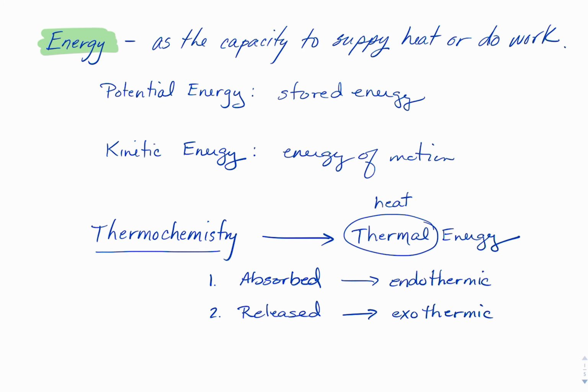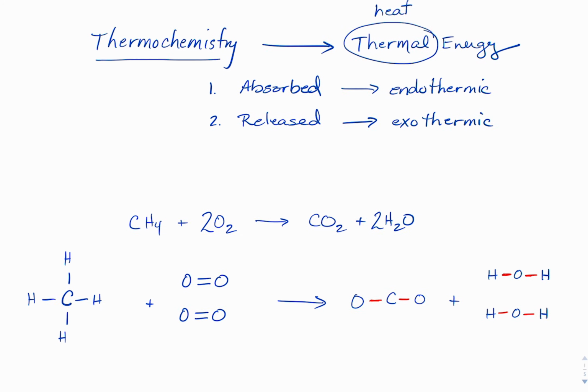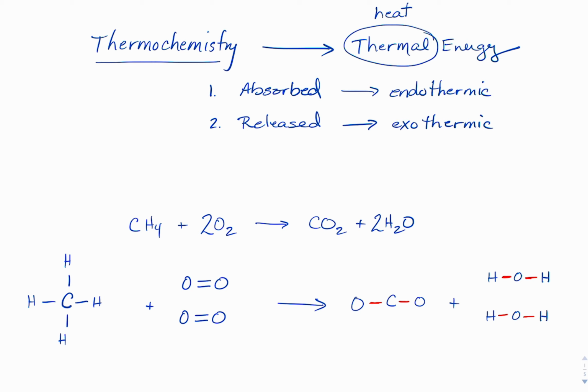How a chemical reaction might look when we're talking about thermochemistry, or how much heat is either absorbed or released, could be shown in this chemical reaction, where you have methane, CH4, that reacts with 2 molecules of oxygen to produce 1 molecule of CO2 and 2 molecules of water. And the idea here is how thermochemistry, or the two types, kinetic and potential energy, are related to a chemical reaction.